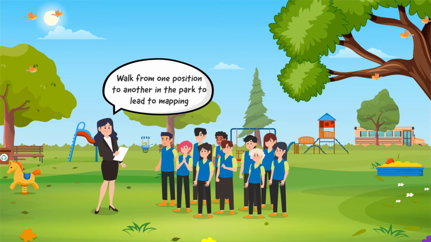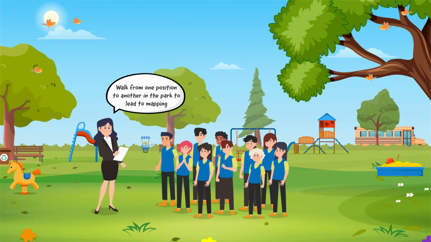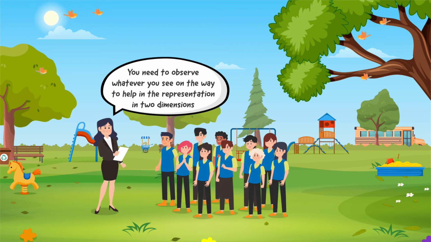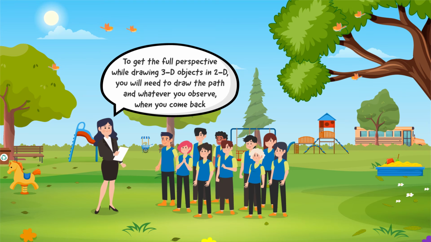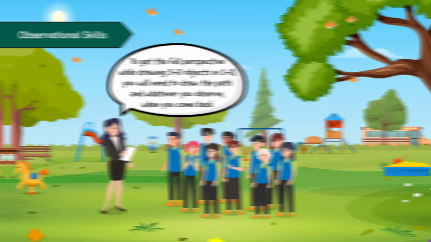Encourage the students to walk from one position to another in the park to lead to mapping. Inform them that they need to observe whatever they see on the way to help them in the representation in 2 dimensions. To get the full perspective while drawing 3D objects in 2D, tell the students to draw the path and whatever they observed when they come back. Observational skills of the students will be developed when students try to observe the path and other elements of their surrounding. Give them enough time to draw.